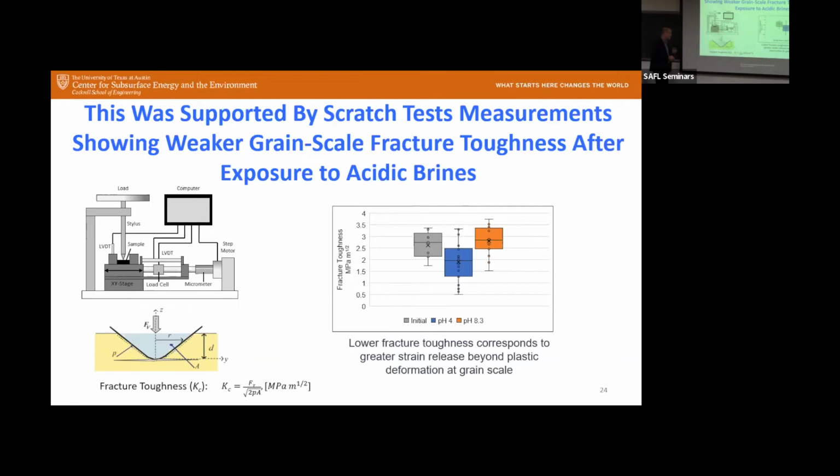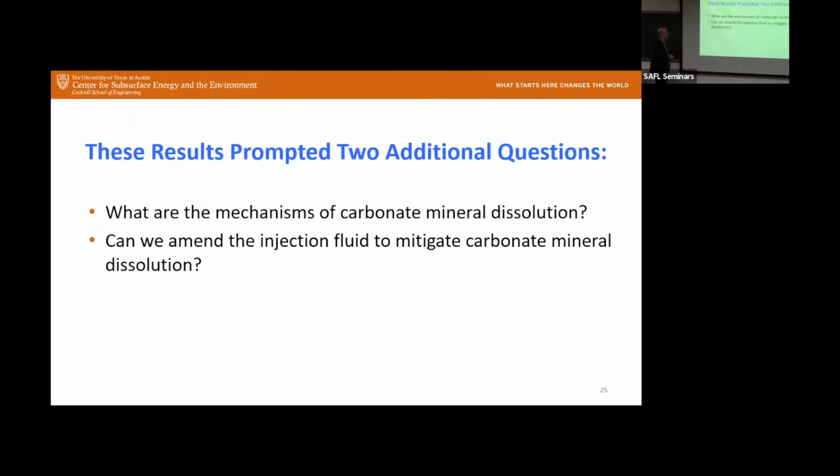So that was all pretty satisfying. It kind of followed our hypothesis. One thing we did find, though, was that this strain release was slow. It happened over 7 days. And so this result prompted 2 additional questions. What are the mechanisms of this carbonate mineral dissolution? And can we amend the injection fluid to mitigate that?